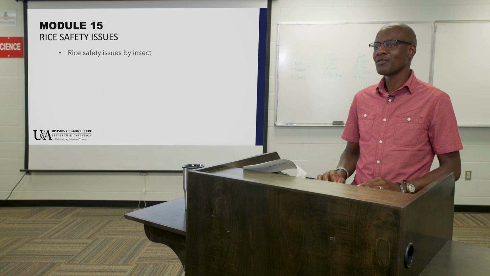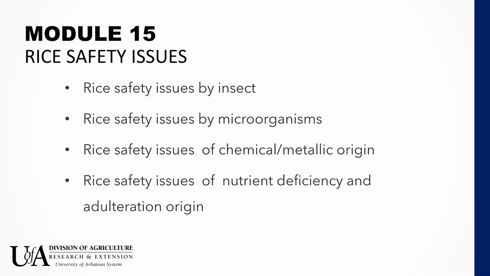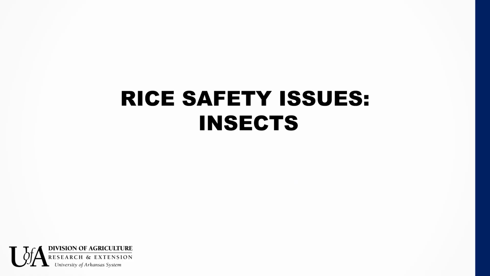In this module number 15, we are going to look at rice safety issues, and predominantly these are safety issues as far as the consumer is concerned. We are going to look at issues that stem from insect infestation, microbial infestation, chemical or nutrient deficiency, and adulteration. First, let's consider rice safety issues that arise from insects.